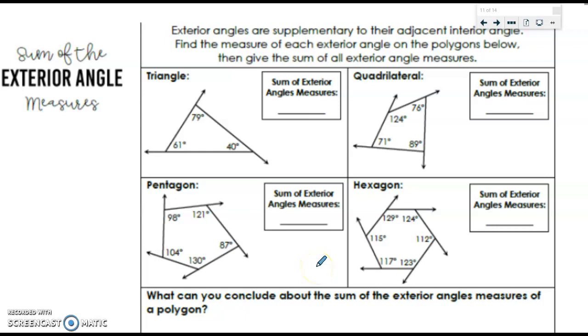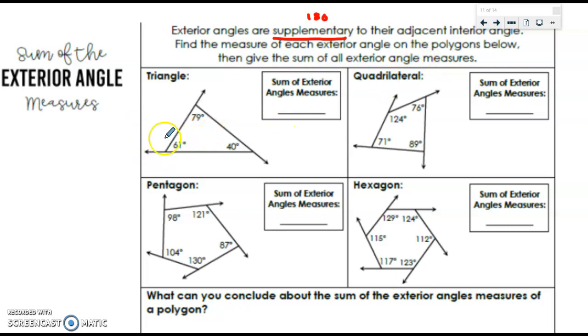Alright guys, with this last video for the day, we're going to be looking at the idea of exterior angles and polygons. What we know by definition is that exterior angles are supplementary, which just means 180, to their adjacent angle. So we're asked to find the measure of each exterior angle of the polygon below, and then give the sum of all exterior angles.